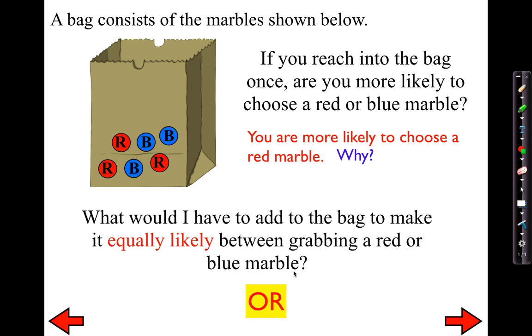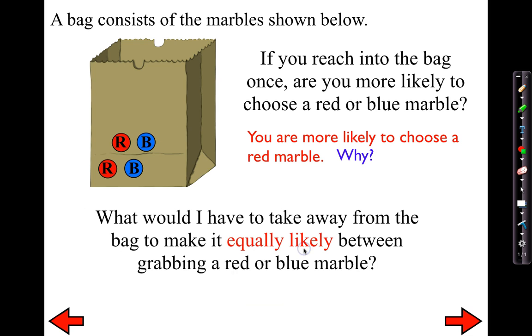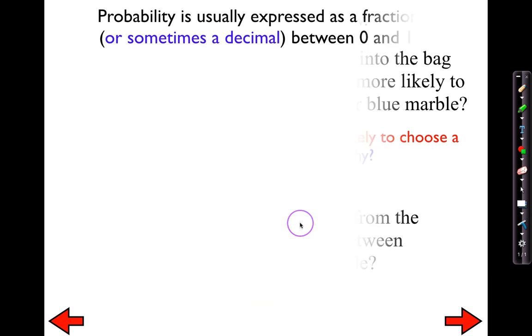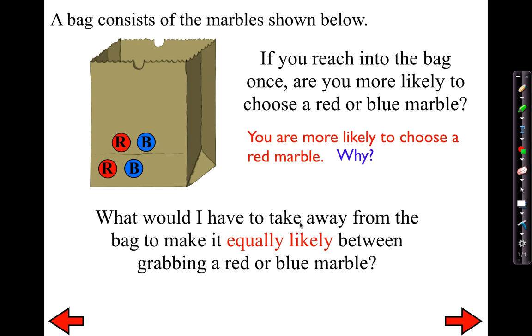Now, if I change the instructions and said, what else could you do? Not necessarily putting marbles. What if you took away marbles? Then you could have also taken away a red marble. Oops, I went by too fast. You could have easily taken a red marble away, making it 2 red marbles and 2 blue marbles.